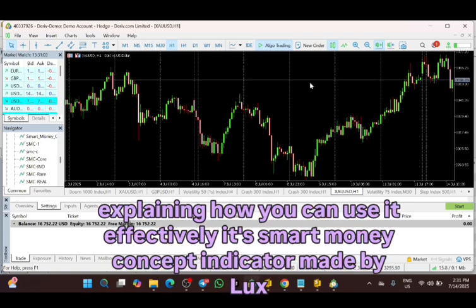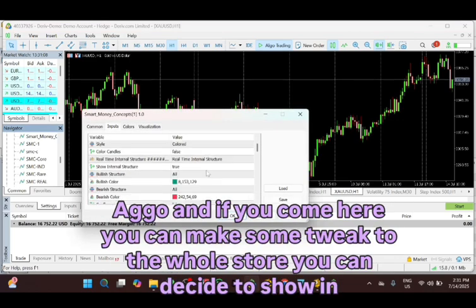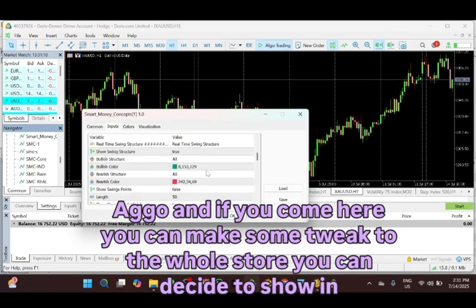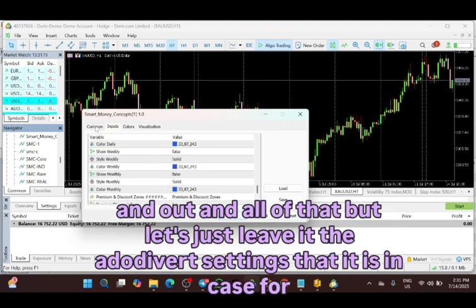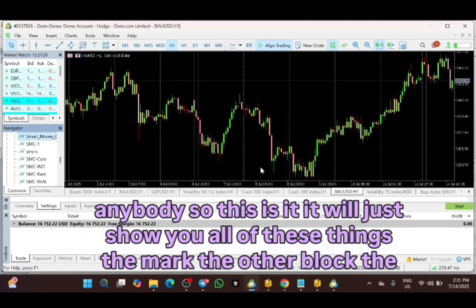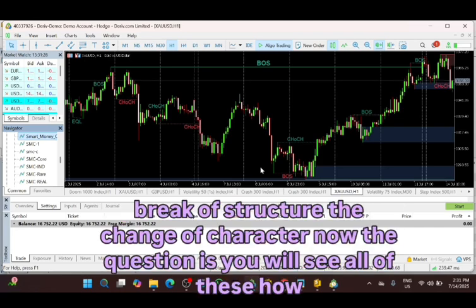It's a smart money concept indicator made by XAUUSD. If you come here, you can make some tweaks to the whole thing. You can decide to show in and out and all of that. But let's just see it at the default settings. So this is it. It will show you all of these things: the mark, the order block, the break of structure, the change of character.